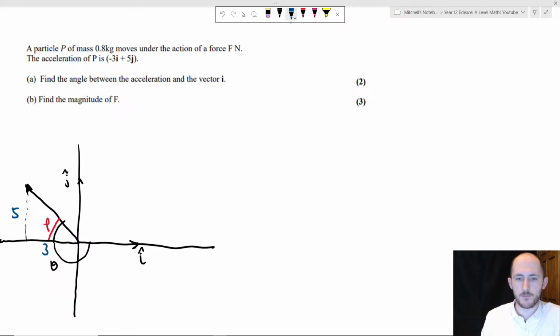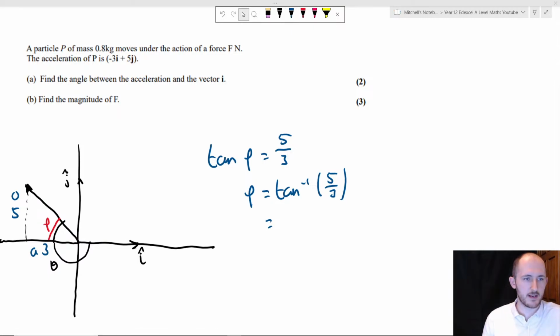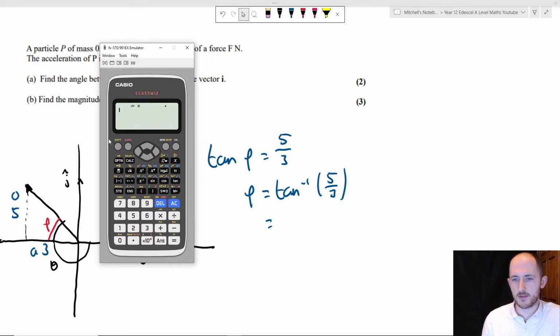Okay. So the sides we have are opposite and adjacent, so we're going to use tan. So tan phi equals opposite 5 over 3, and phi is just equal to inverse tan. So if we use our calculator quickly, make sure we're in degrees mode, which I'm not, then all we do is inverse tan 5 over 3, 59 degrees.